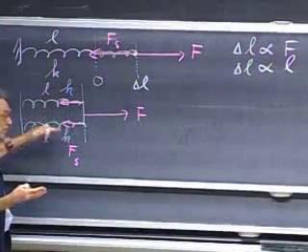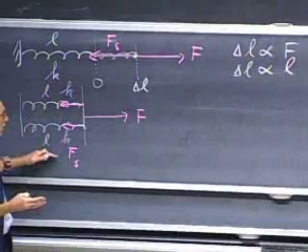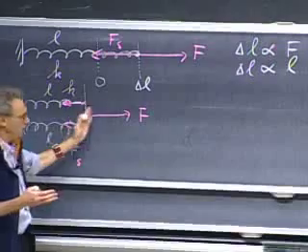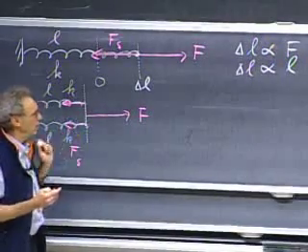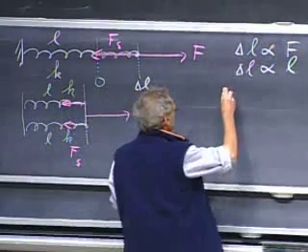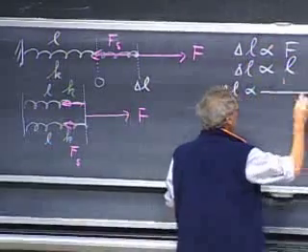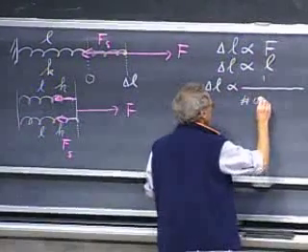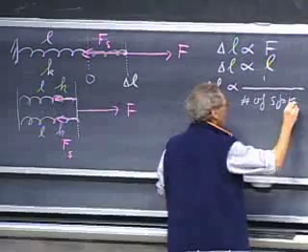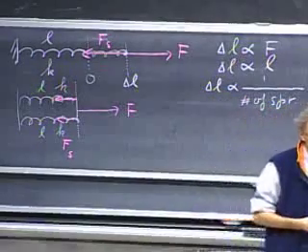And if I had three springs parallel, all identical, I would only get 1/3 of the extension for a given force. In other words, delta L is also inversely proportional to the number of springs that I have, assuming that they are identical springs.